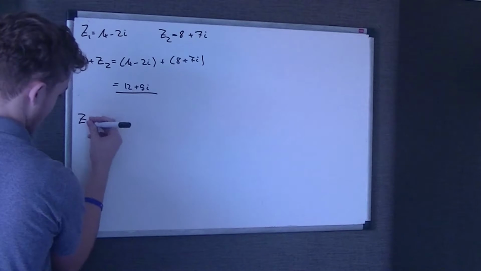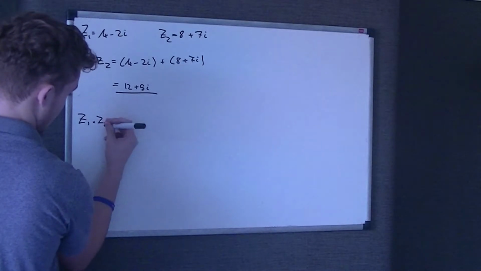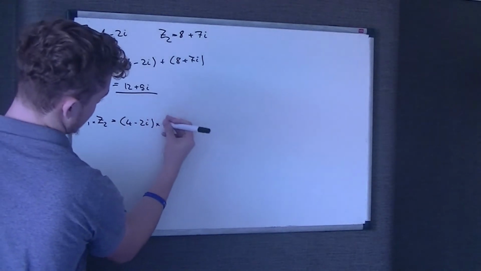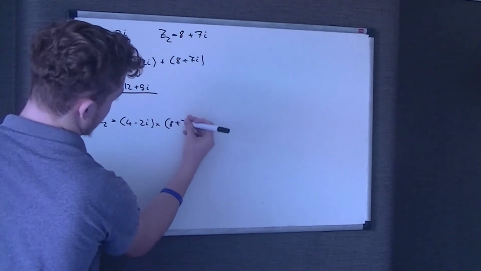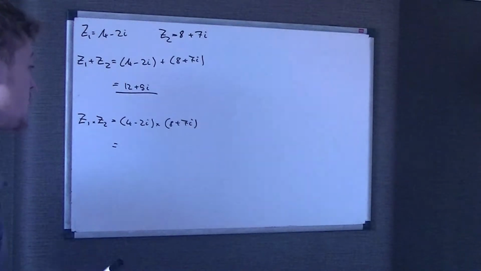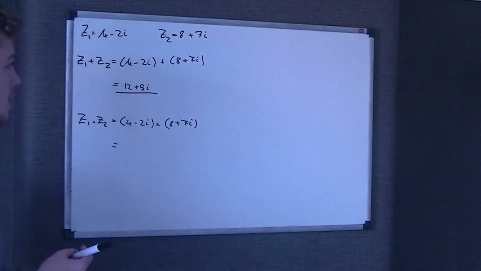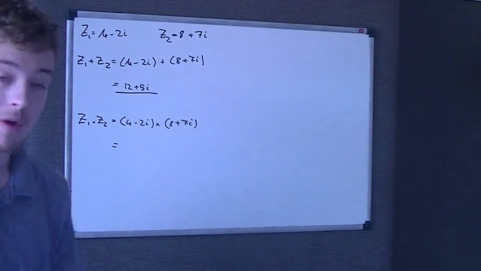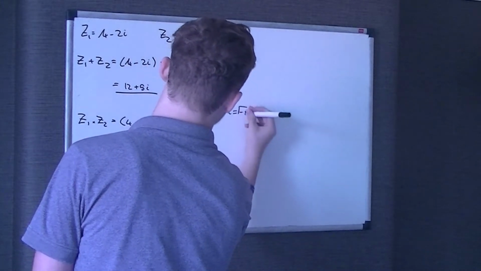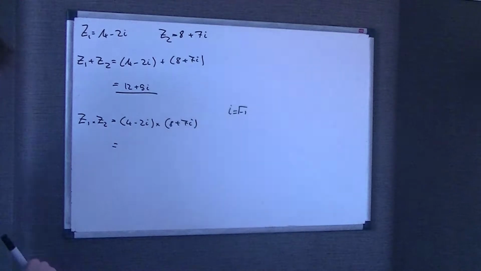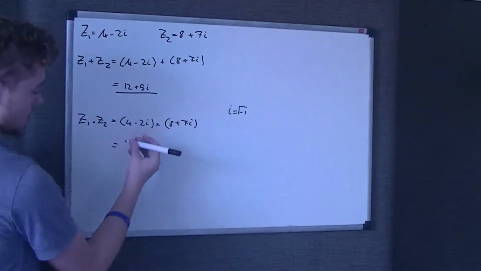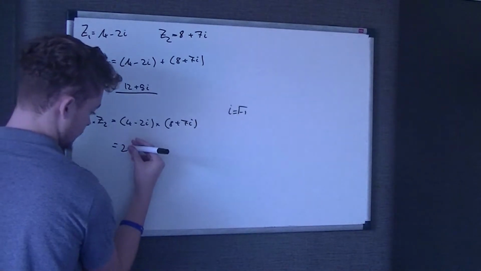Now if we had z1 times z2, we rewrite this as 4 take 2i times 8 plus 7i. Instead of adding like terms, because we're multiplying, you have to multiply it all out. We are going to end up with i squared, but keep in your mind that i is root minus 1. That might help you. So we multiply out each term individually. 4 times 8, which is 24.